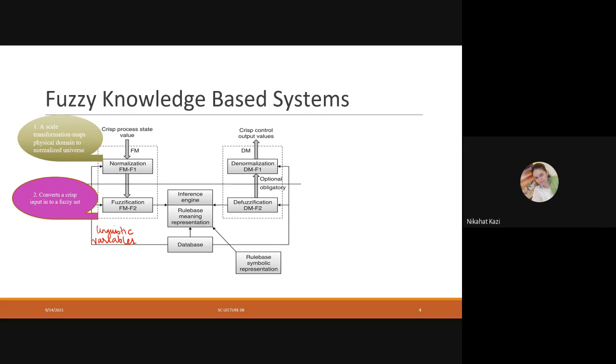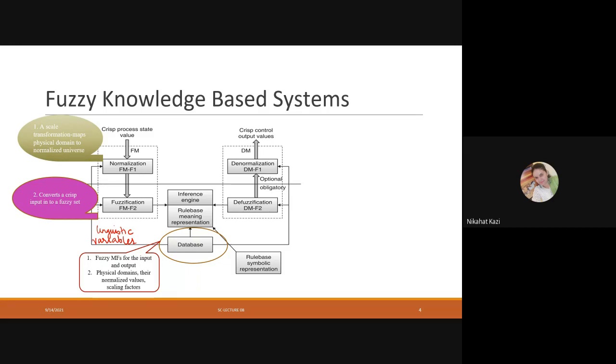But before that, let us see what is there in between. In between there is something called an inference engine. And there are two databases: one is a database, one is a rule base, which is attached at the central portion of this fuzzy knowledge base system. So there's a database and there's a rule base. What does this database consist of? The database actually consists of the fuzzy MFs, the fuzzy membership functions for the input and the output.